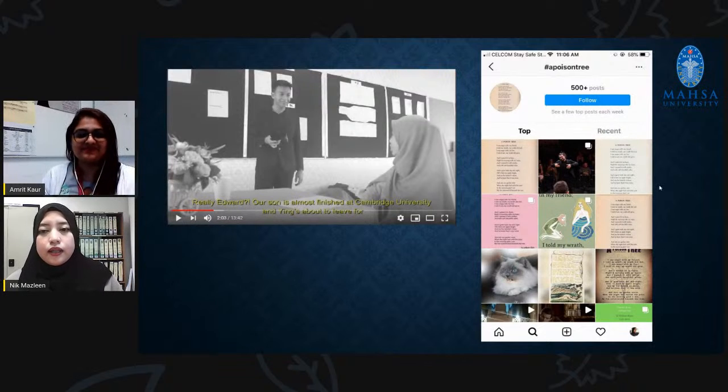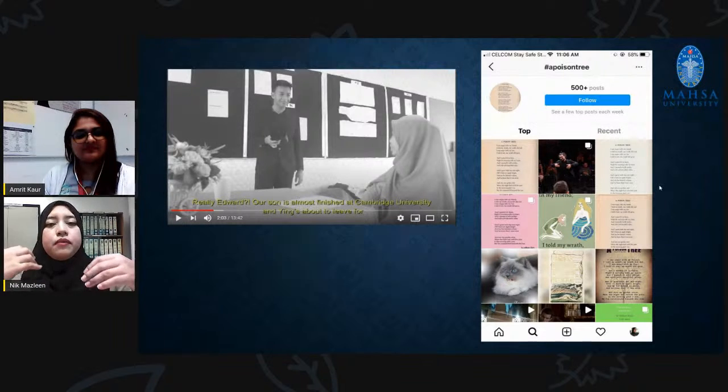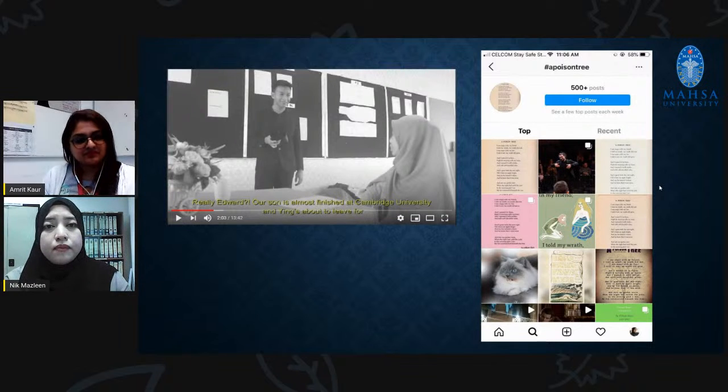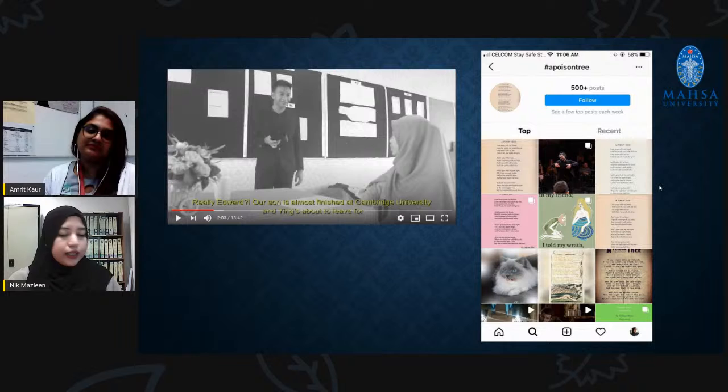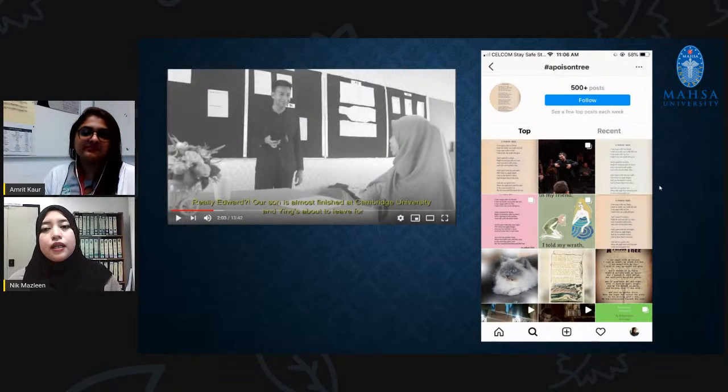So by doing this, perhaps you can ask them to read the poem and then get them into groups, or perhaps individual work. Ask them to create a mind map, or write down explanations, or create a video, anything related to the explanation of this poem, and then they can post it on their own Instagram account with the hashtag a poison tree. So everyone can view their work.